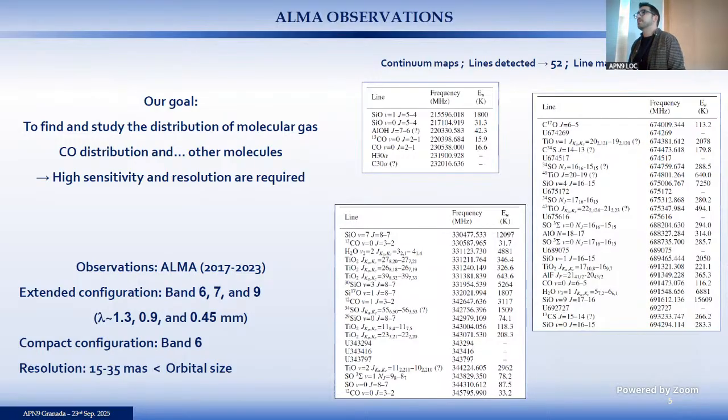For this purpose, ALMA is a very good instrument. So we are analyzing maps from ALMA, the observations were performed between 2017 and 2023. In particular, we have observations performed with the extended configuration of the instrument in bands 6, 7, and 9 to have a very high angular resolution. We also have observations of the compact configuration of ALMA in band 6 in order to study the most extended emission of our Aquarius.